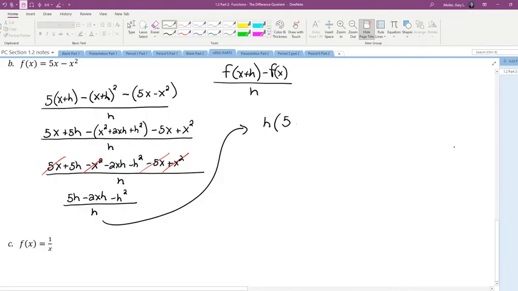So I factor out that h. I'm left with 5 minus 2x minus h all over h, and the h cancels out. And there's my answer: 5 minus 2x minus h.